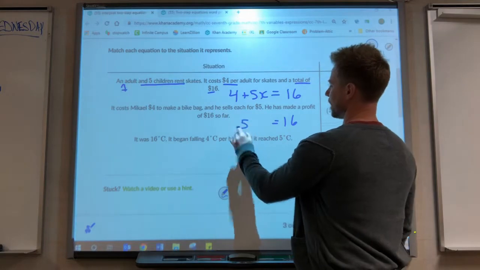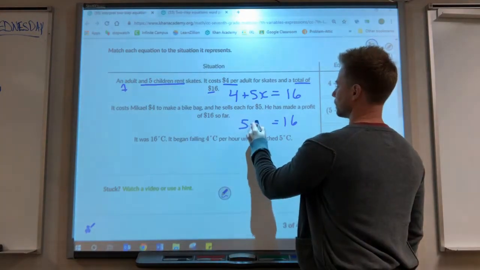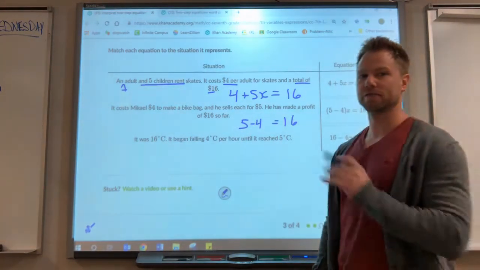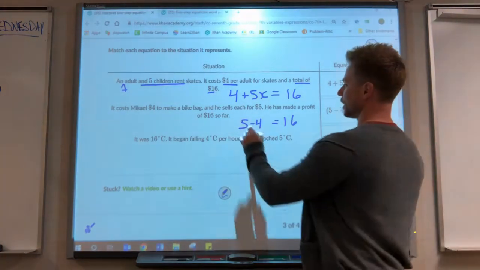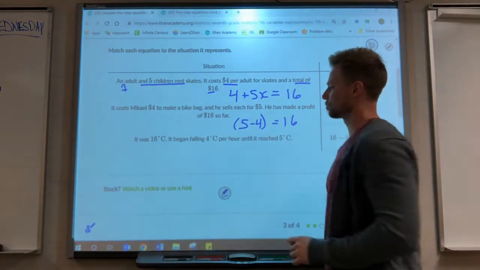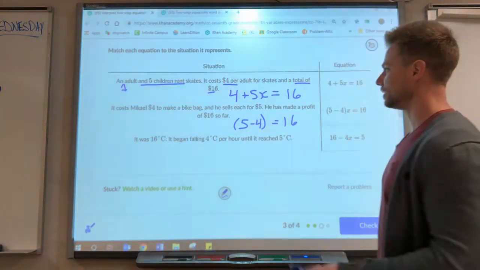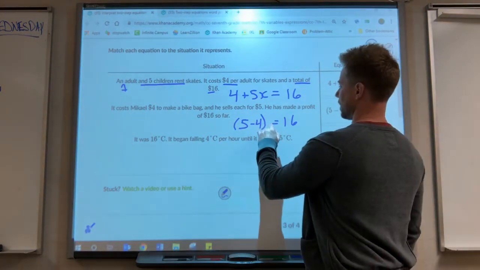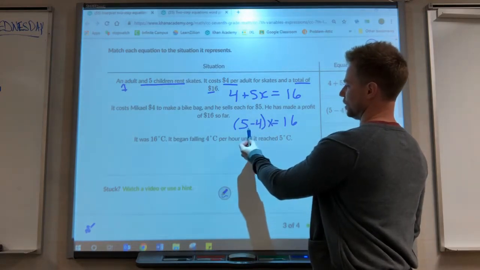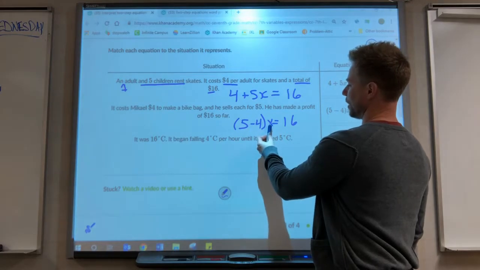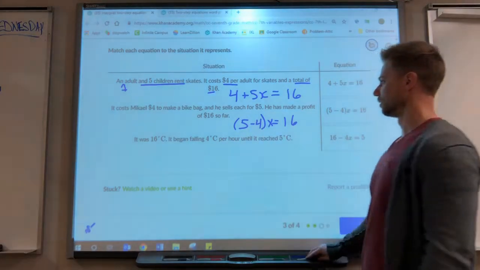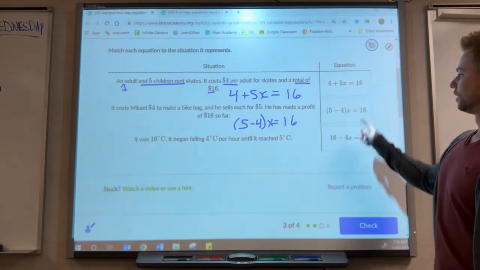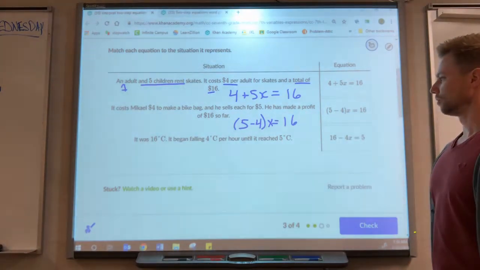So if he sells them for $5, you subtract what it costs him to make them, and that's going to tell you how much money he makes on each bag. $5 he sells them for, costs $4 to make. If you subtract that, that's going to be how much profit he makes on each bag. And then they didn't tell us how many bags he has sold, so that would be our unknown, and we could use X for that. So he's actually making $1 on each bag. So 1 times however many bags he's made is equaling a profit of 16. And then if you would solve for X, you would know that he made 16 bags so far. Okay, so the second one is already lined up there. Looks like those go together.